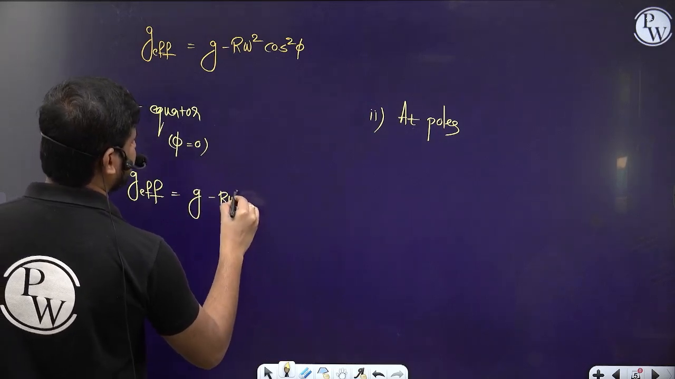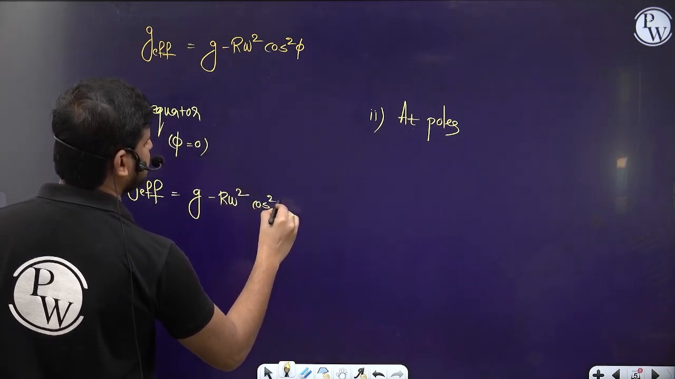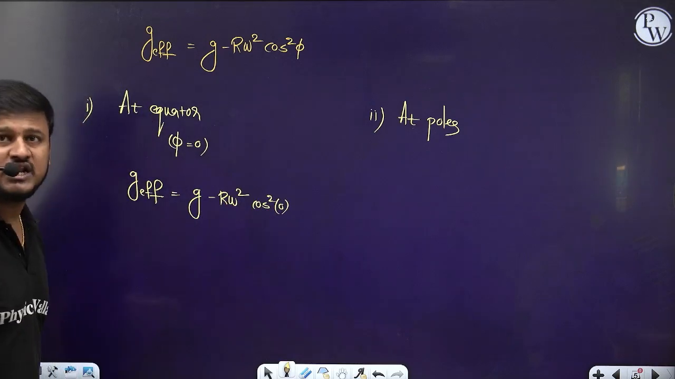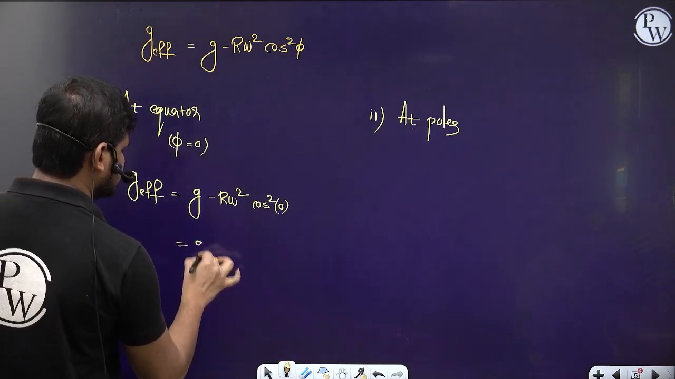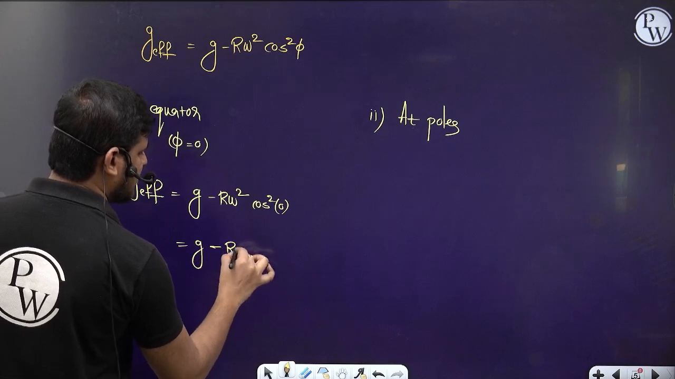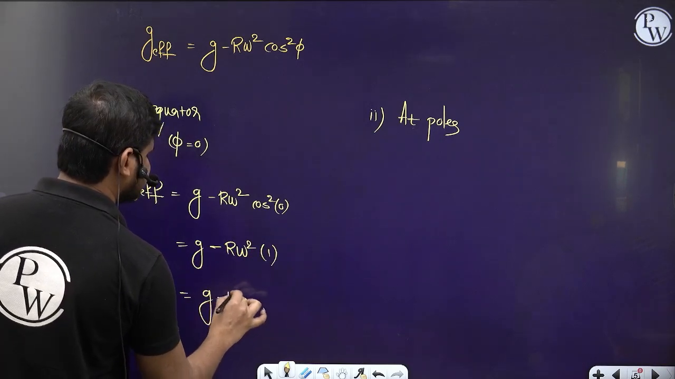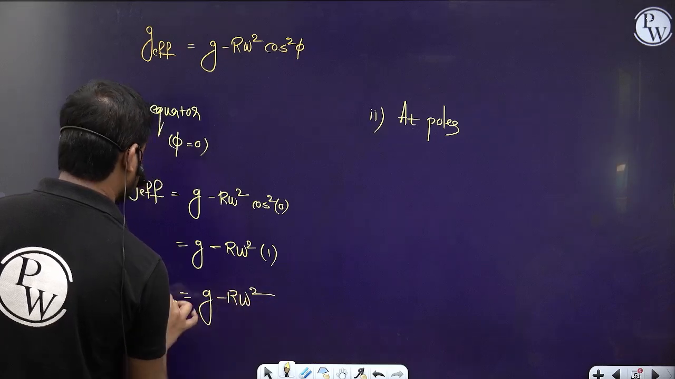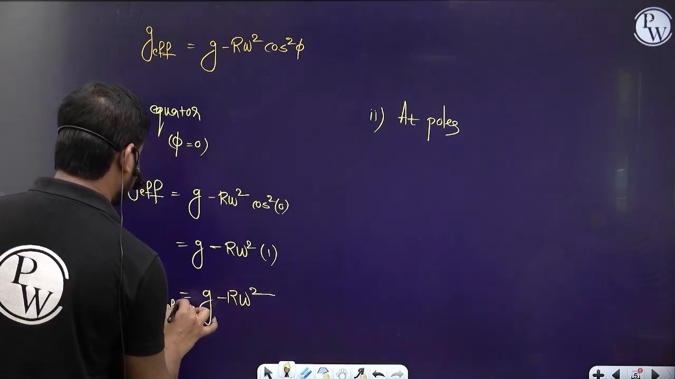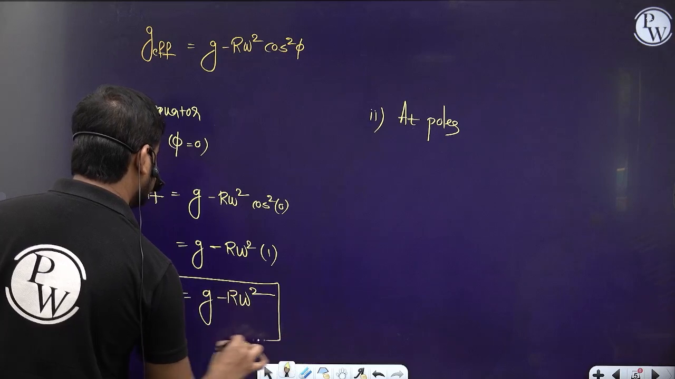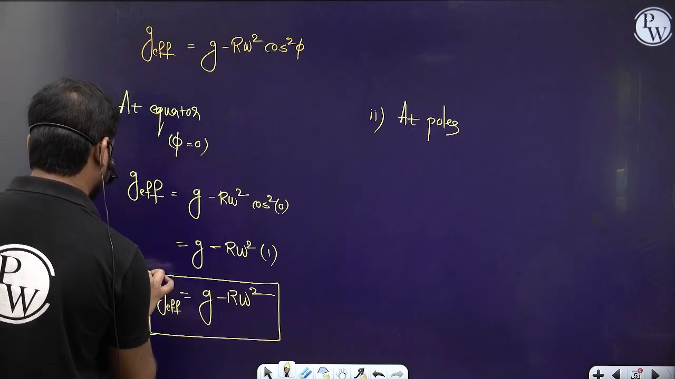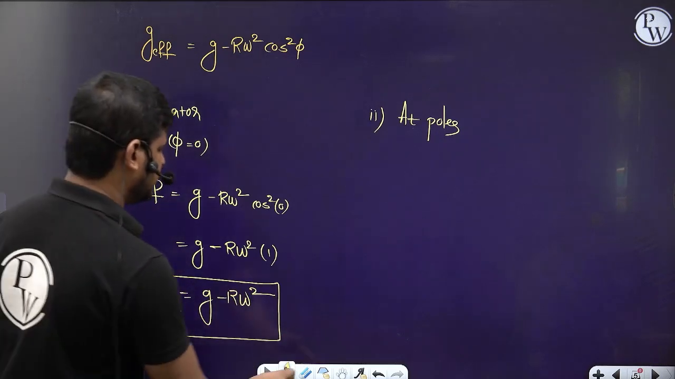r omega square cos square 0. So cos 0 value is 1, so this whole thing comes out to be 1. So g minus r omega square into 1, so this value will be g minus r omega square. So this is the g effective. G effective is g minus r omega square. Okay, chal.